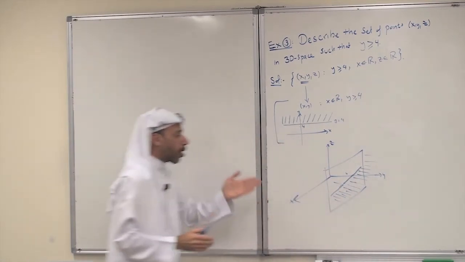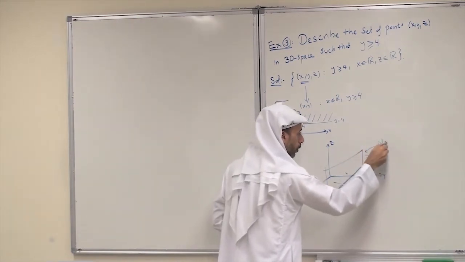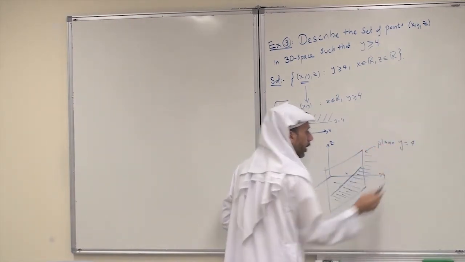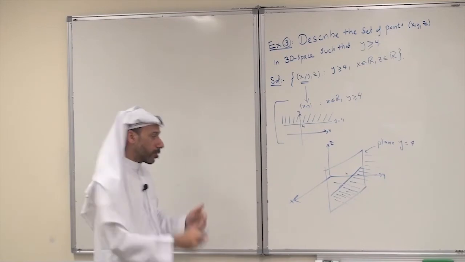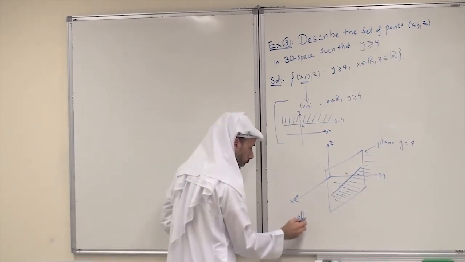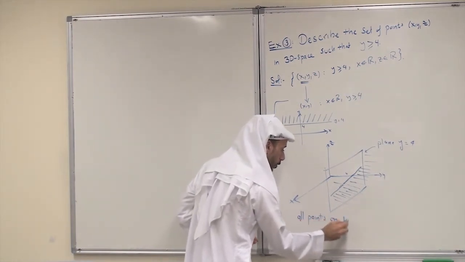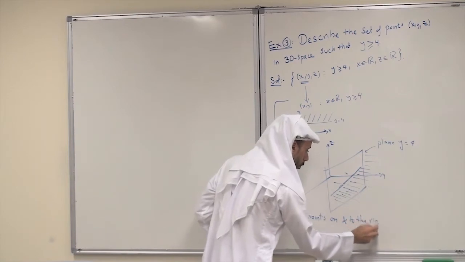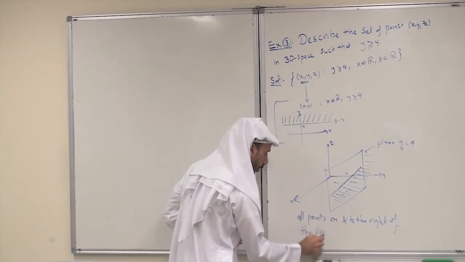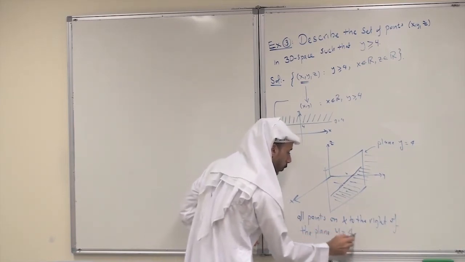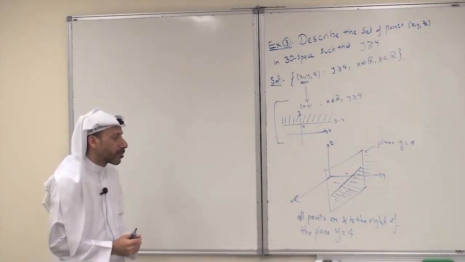Everything on the plane, this is a plane now, y equals 4, or to the right of it. So all points on and to the right of the plane y equals 4. We call this one a half space.